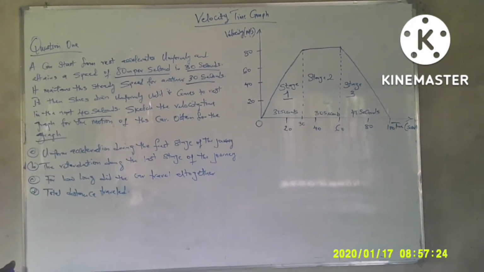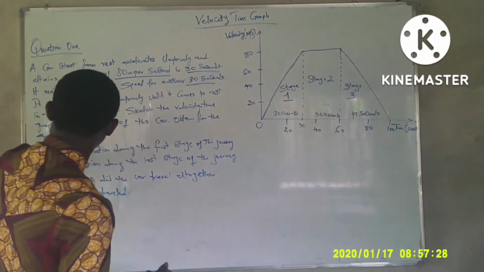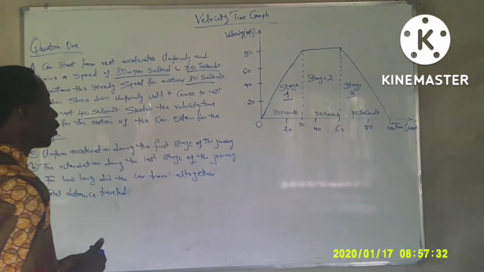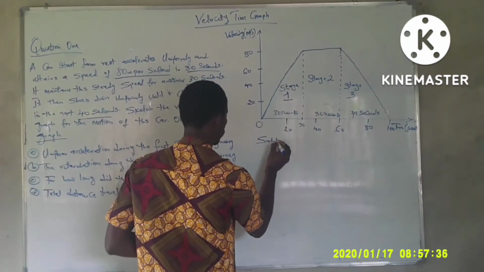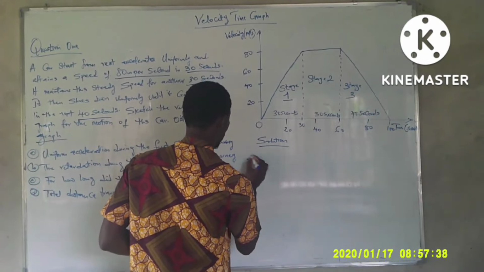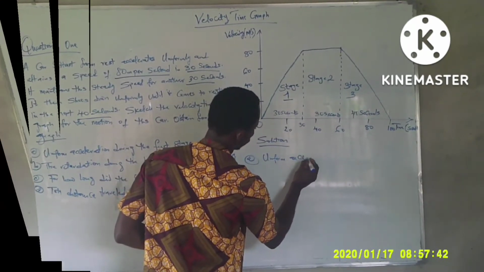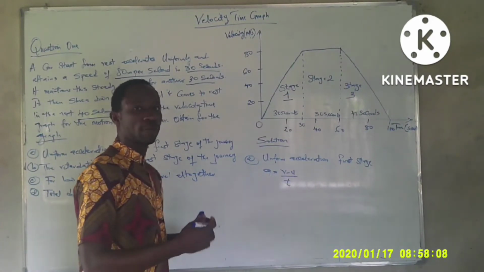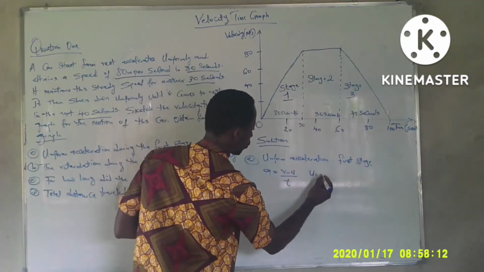Now, the question says, obtain from the graph the uniform acceleration during the first stage of the journey. Now, solution. A, uniform acceleration. So remember, when the car starts from rest, the initial velocity is 0. So during stage 1, u is equal to 0.